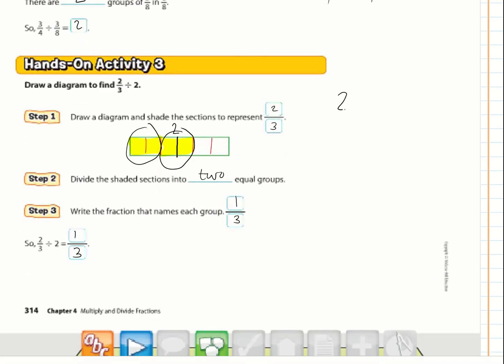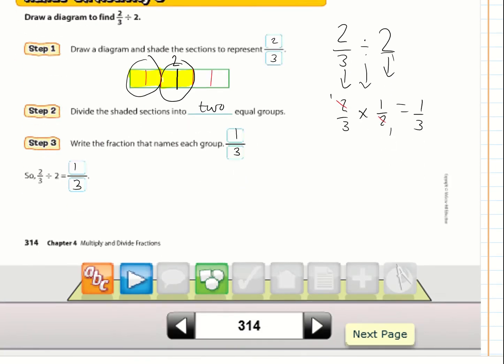That's why I like using the equation model. So 2/3 stays the same. This is going to change into multiplication, and then we have to find the reciprocal of 2. So we flip that from 2 over 1 to 1 over 2. Now there's a 2 on top and a 2 on bottom, and those are going to cancel, and those are going to change into 1. 1 times 1 equals 1. 3 times 1 equals 3. So you get 1/3.